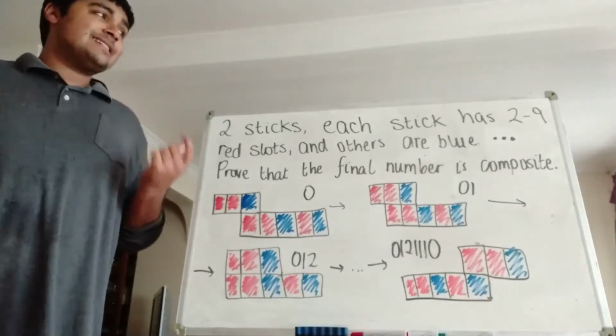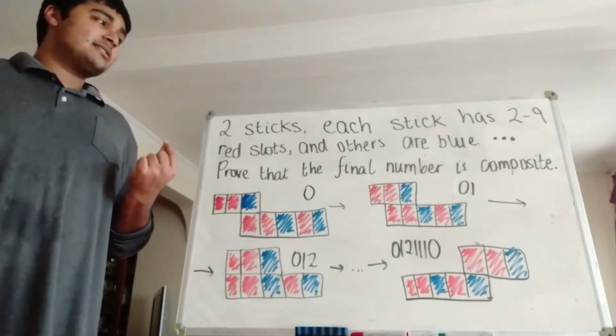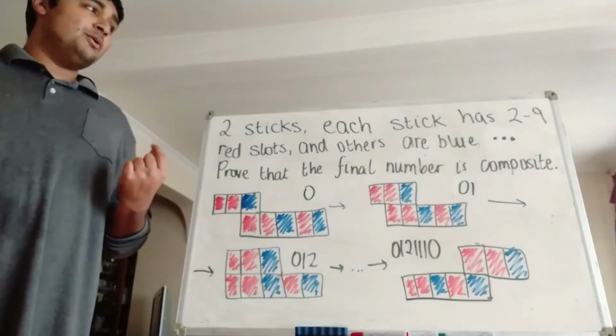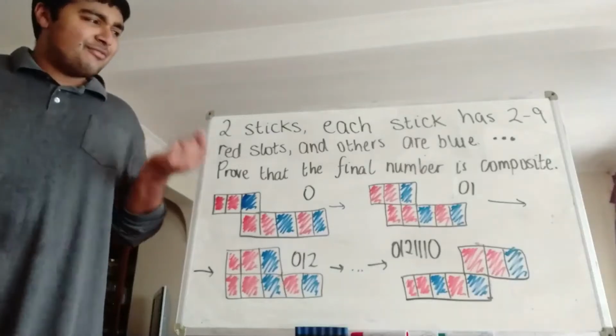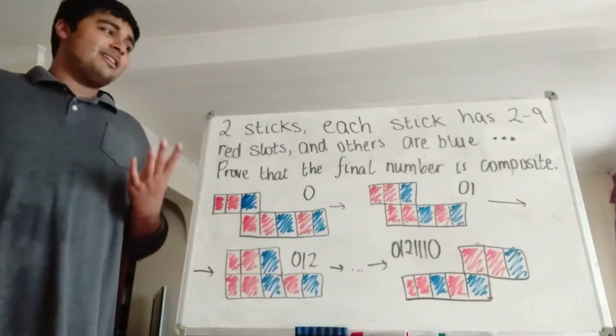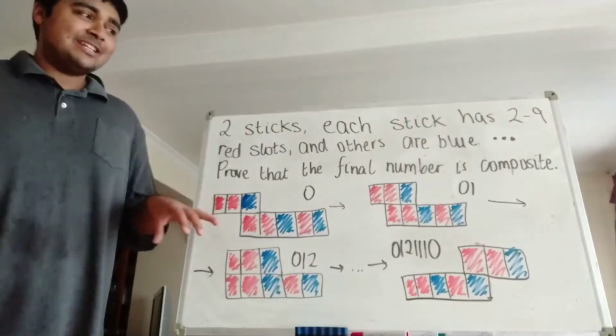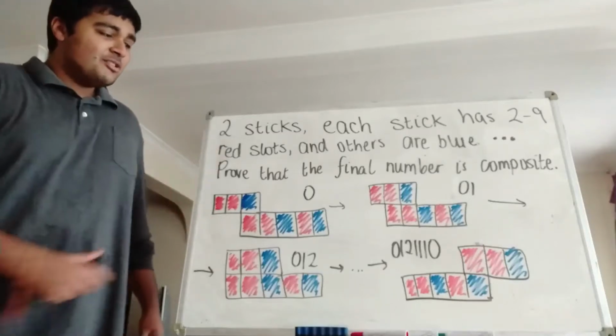We have 2 sticks, and each stick has 2 to 9 red slots, and all the other slots are blue. And I've written 3 dots here because I'm going to try and explain the rest. We want to prove that the final number is composite. Now, what number am I talking about? Well, here I've got an illustration of how this problem works. So here is an example.